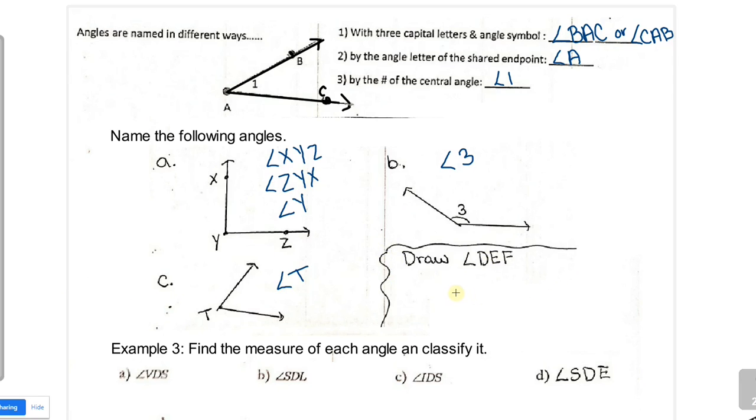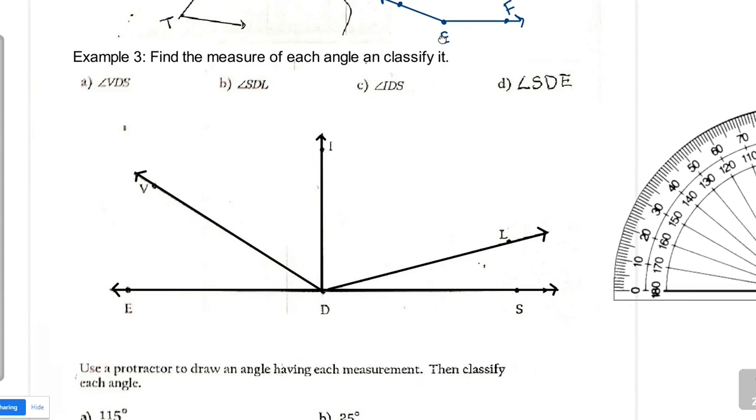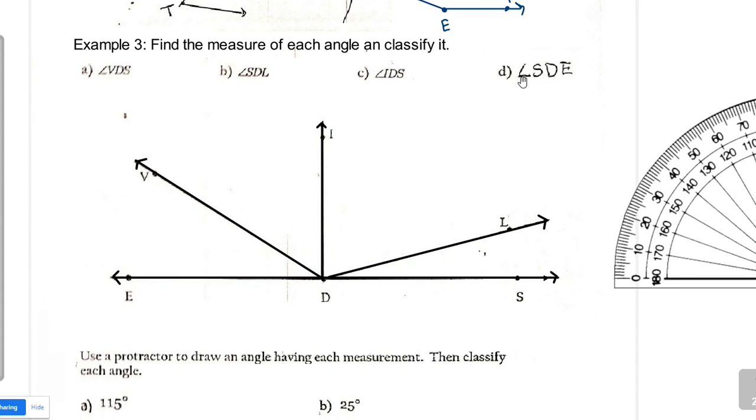Okay, I'm going to draw an angle here. Let's see, I'm going to do an obtuse angle. And I'm going to name it. I'll put a point on this side as D. The center of it is E, and then the other side would be F. And there you go. Now, we need to find the measures of these 4 angles and then classify them.